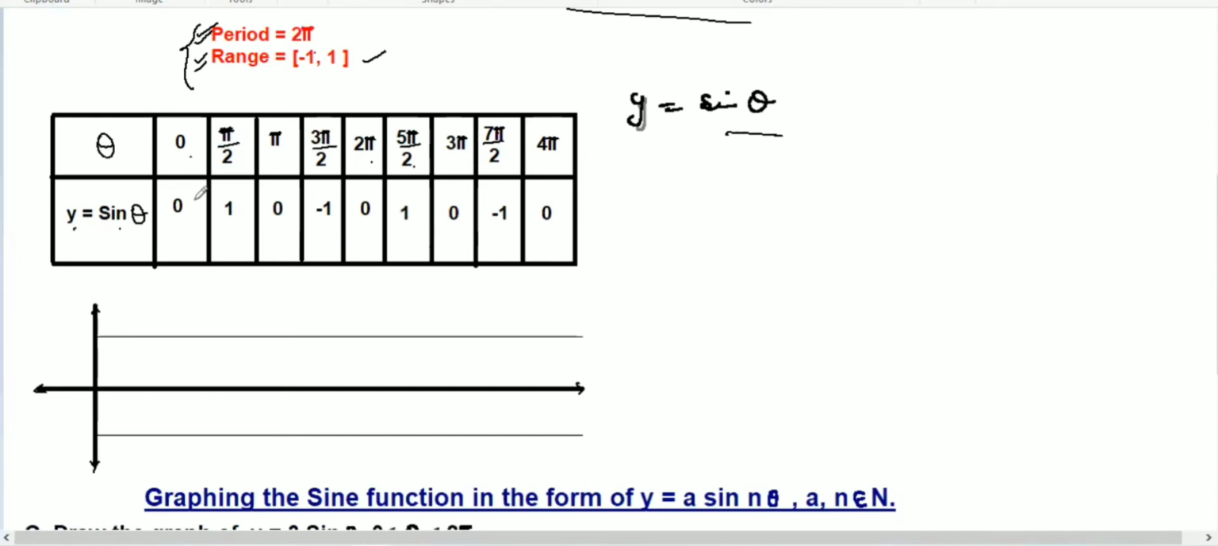And you can go to the calculator and find it out. Y equal to sine theta. So if theta equal to 0, so y equal to sine 0, you will get the value 0. And sine of pi over 2, you will get 1. And sine of pi is 0, sine 3 pi over 2 is minus 1, sine 2 pi is 0, sine 5 pi over 2 is 1, sine 3 pi is 0, and sine 7 pi over 2 is minus 1. From the calculator, you can get these values, and sine of 4 pi equal to 0.